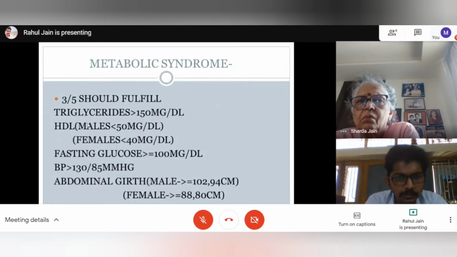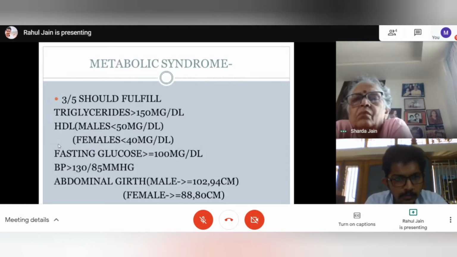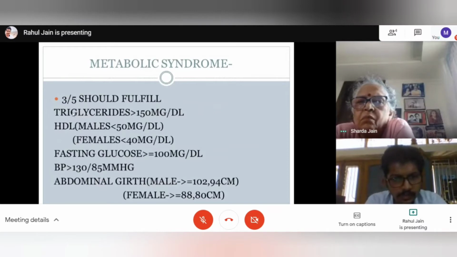For metabolic syndrome, the criteria include fasting glucose, HDL, triglycerides, blood pressure, and abdominal girth. We will understand how each criterion is part of metabolic syndrome, and why each one plays an important role. So I repeat, there are 5 criteria: HDL levels, fasting glucose, triglyceride, BP, and abdominal girth. Now coming on to the etiology and pathogenesis.